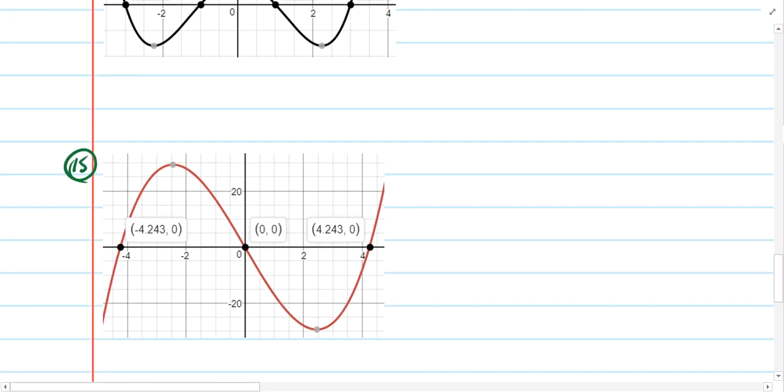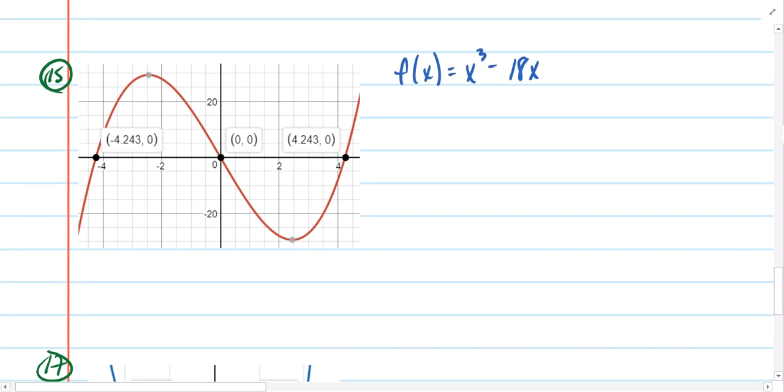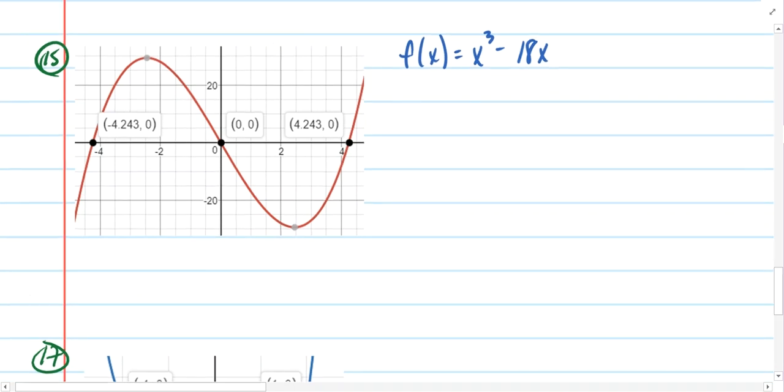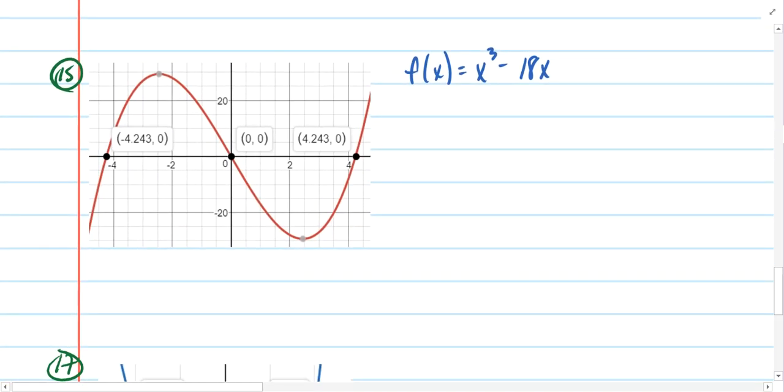For the last example of this video, I'm going to jump down to number 15. And the equation for this graph was f of x equals x cubed minus 18. We should recognize that there will be 3 answers to this problem, and we do see all 3 answers on the graph, so that's a good sign. The trouble that I have with this is that 2 of our solutions, this 4.243 and -4.243, those are decimals here that aren't very precise. We can do better than that.